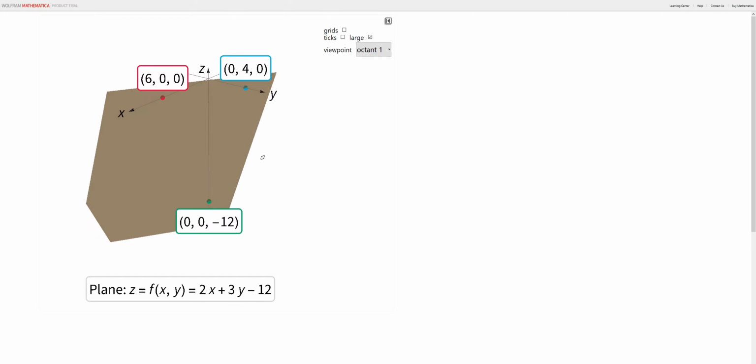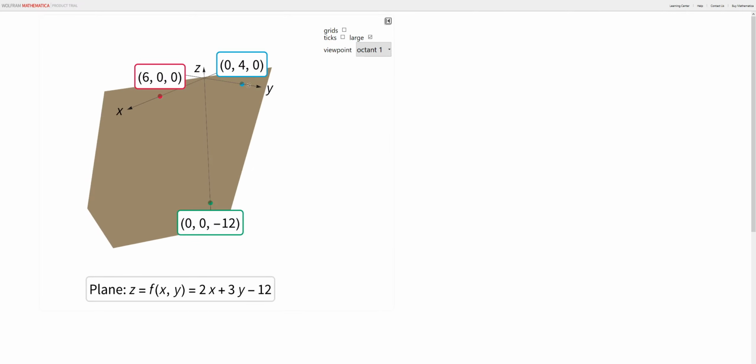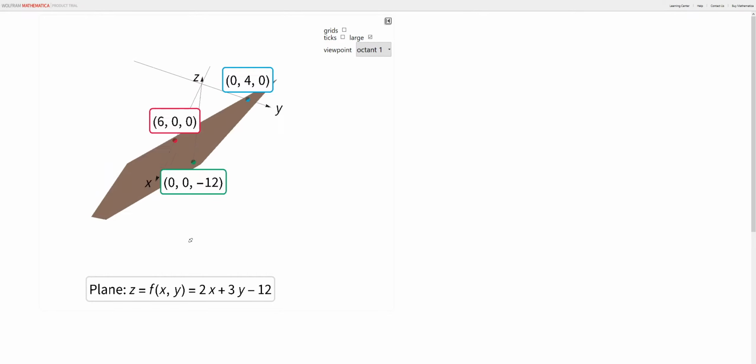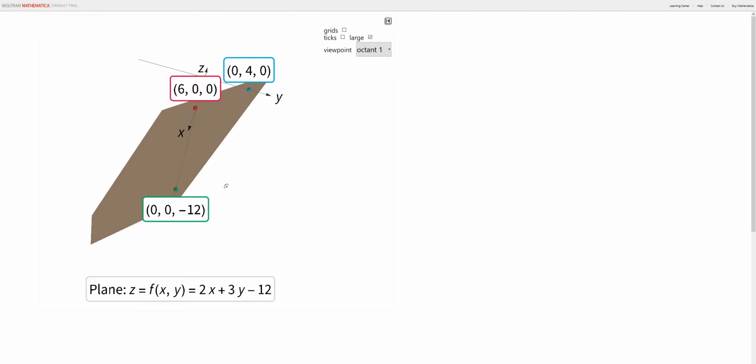So there are my intercepts, and then we draw a plane through those 3 points. Remember that 3 points, so long as they're not collinear, not all on a straight line, will generate a plane, and here is that plane with the intercepts that we found. And so that is the graph of this function. Pretty cool, right?